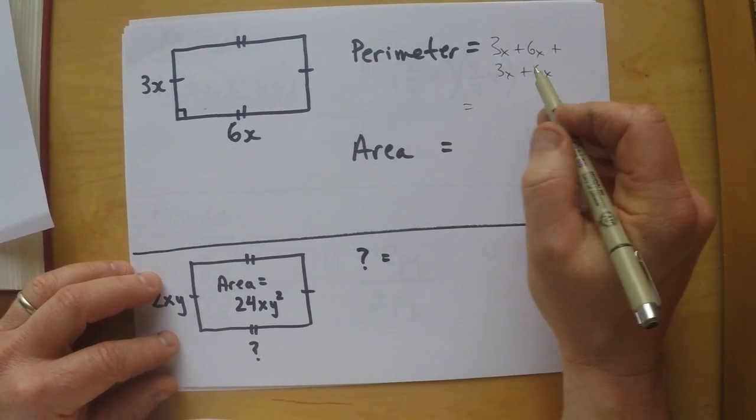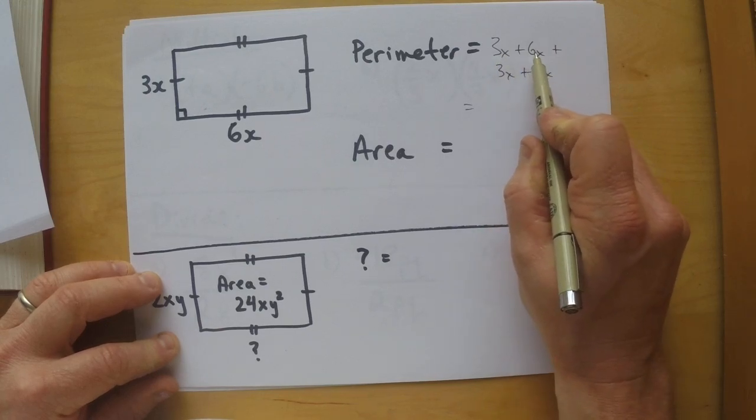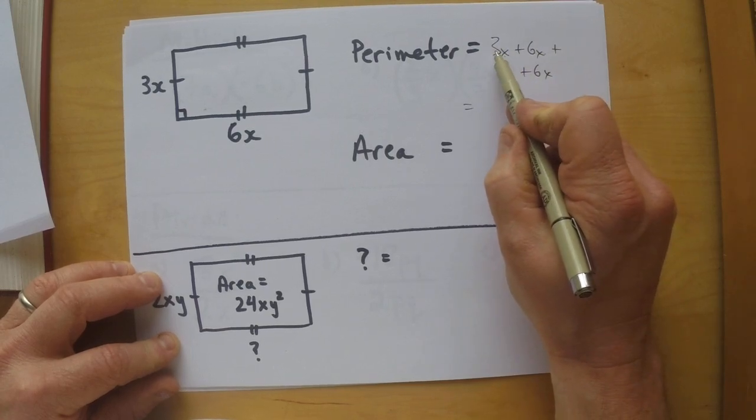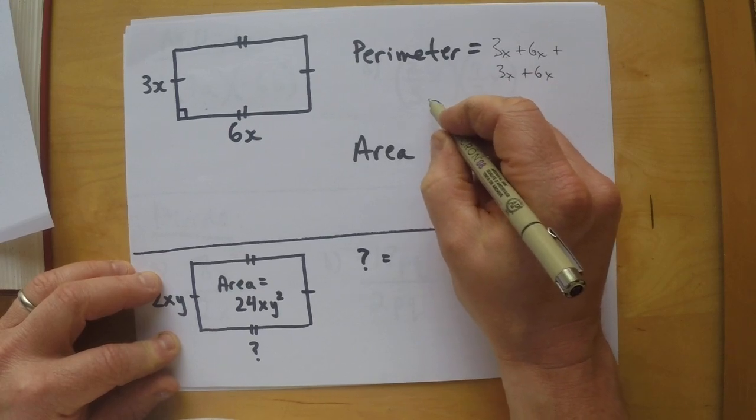And because it's adding, I can add like terms. What's 3x's plus 6x's plus 3x's plus 6x's? They're all like terms. So I got 9 plus another 9. This is 18x. There's my perimeter.